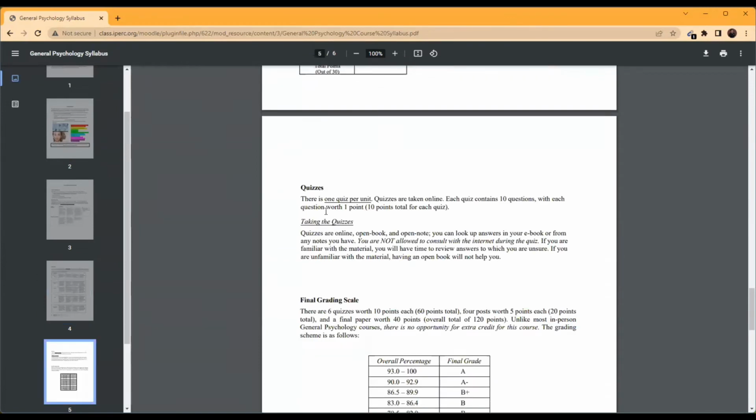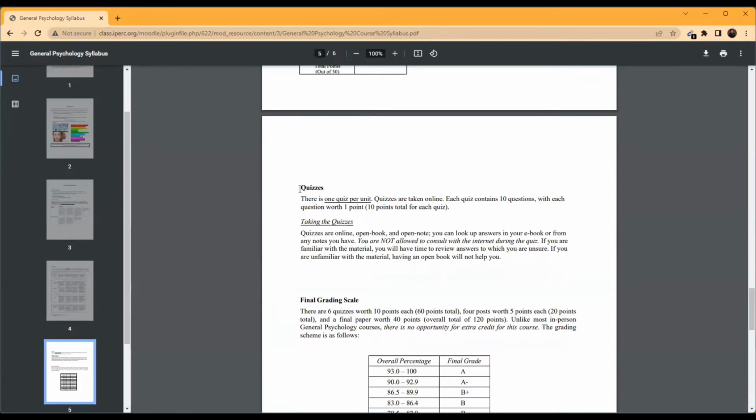Quizzes. There's 1 quiz per unit. Other courses might not have quizzes. Other courses might not have 1 quiz per unit. There might be 1 quiz per 2 units or 2 quizzes per unit. It all depends on the course, but this information will always be included in your syllabus.